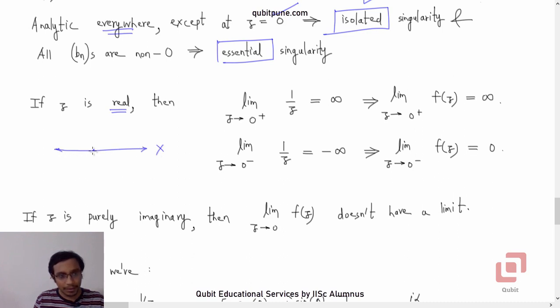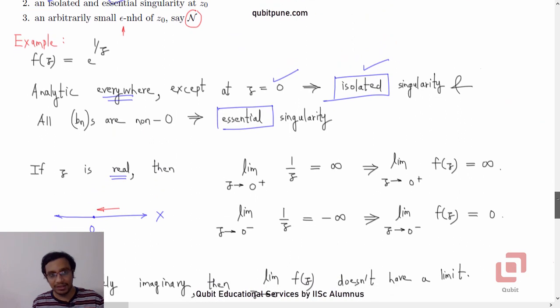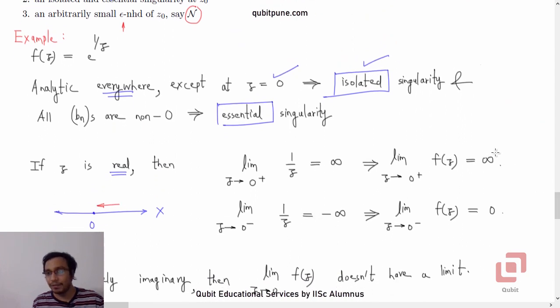As you approach 0 from the right, the old right hand limit, 1 upon z approaches infinity, which implies that the limit of the function, e to the power 1 upon z, tends to infinity. So we have now made sure that it takes every positive real value at least.